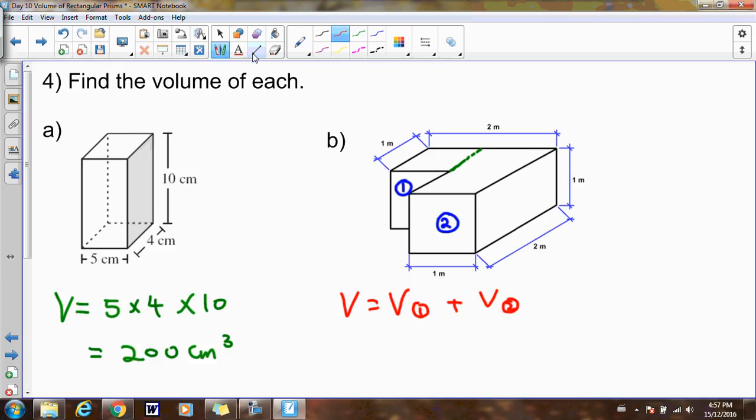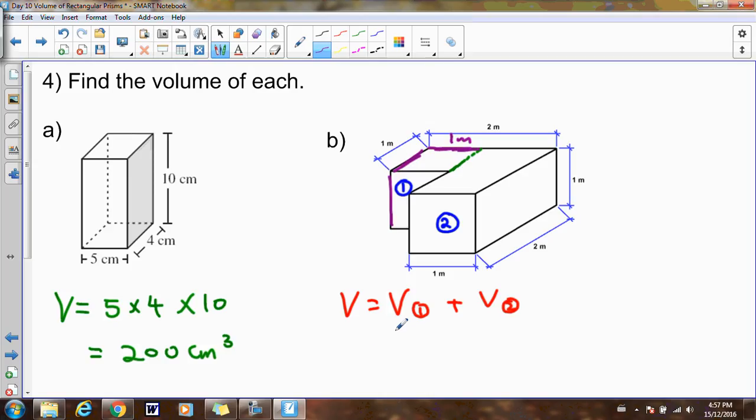Okay, let's have a look. The volume of the first box. Well, we know that this here is going to be the length, and this is going to be the width, and this is going to be the height, right? So the length here, if you think about it, this has to be 1 meter because the whole length here is 2, and we know that this length is 1. So this length has to be 1 as well.